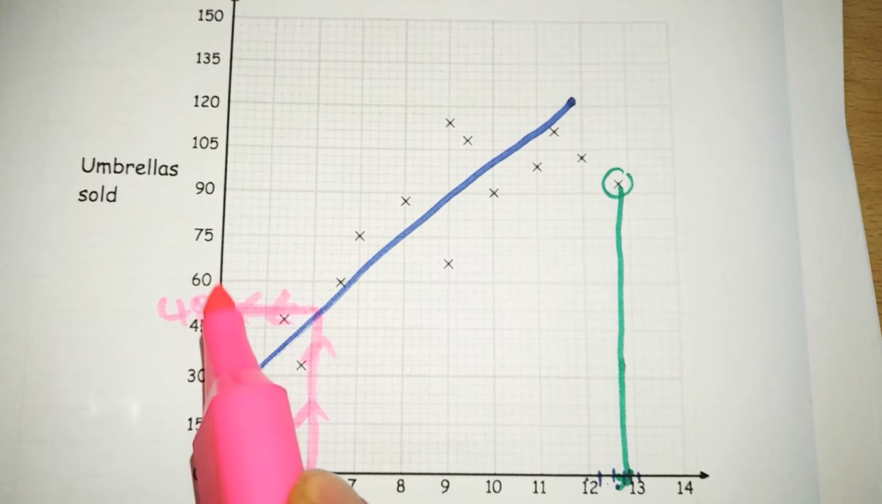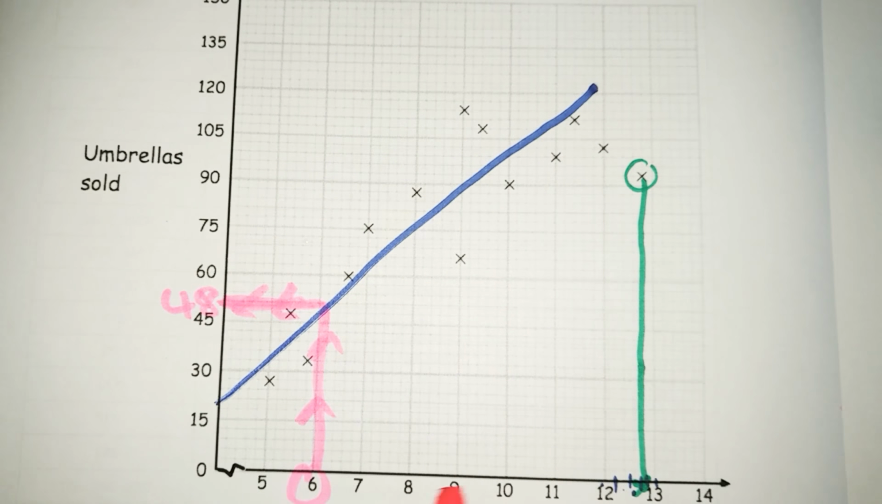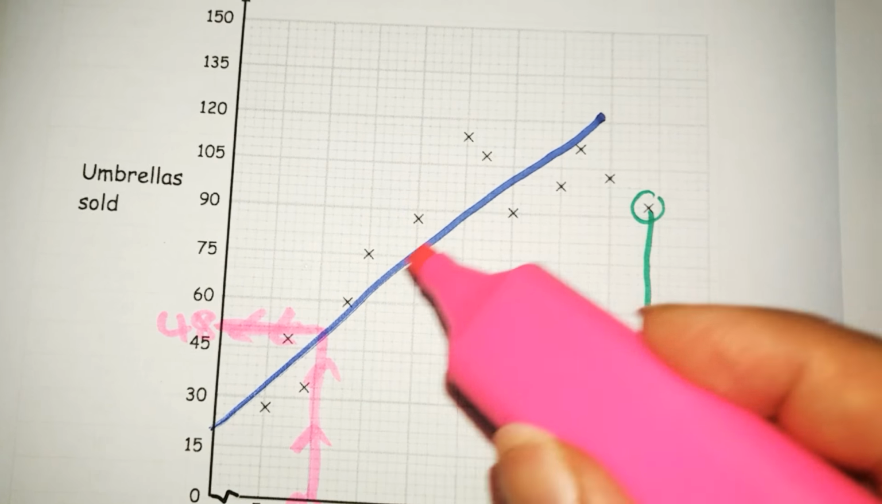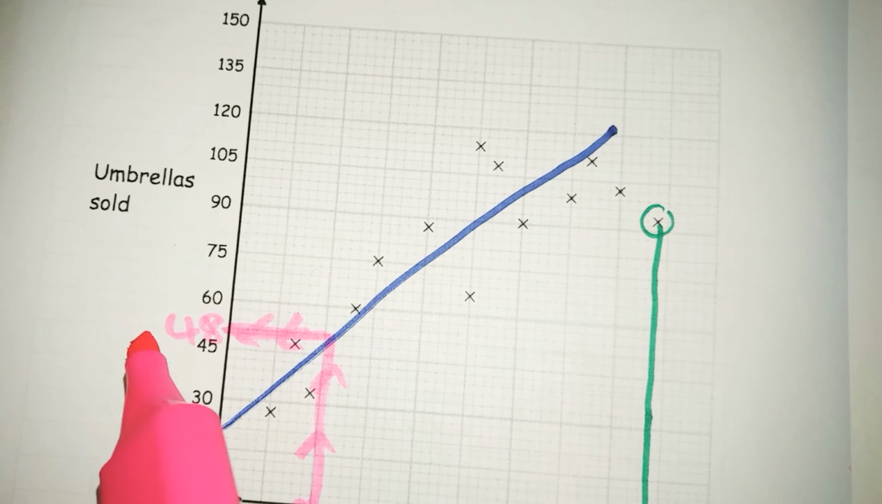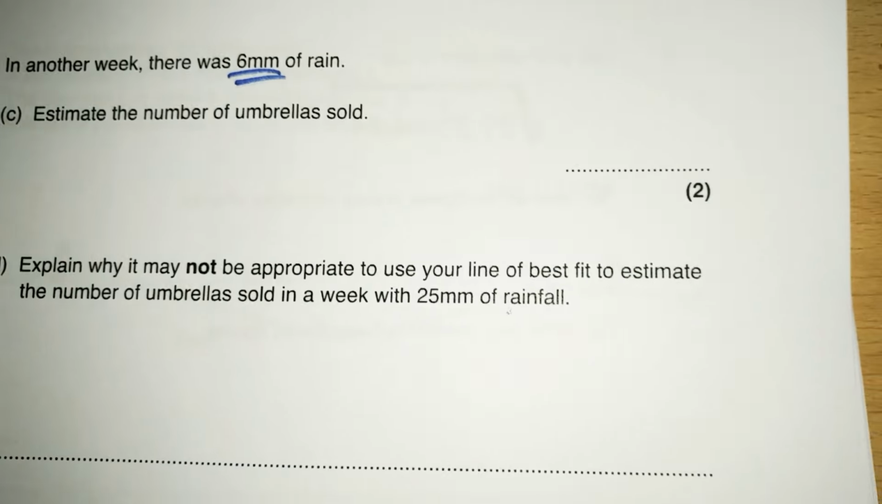But as you see, it may vary due to your best fit line. It depends on your best fit line. It will be around 47, 48, 49. So you can write just 48 for that question.